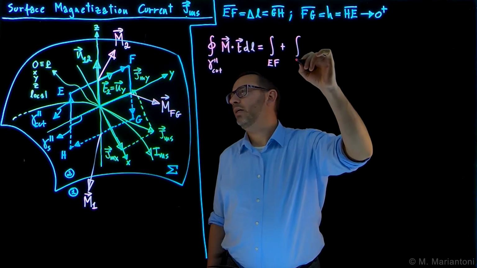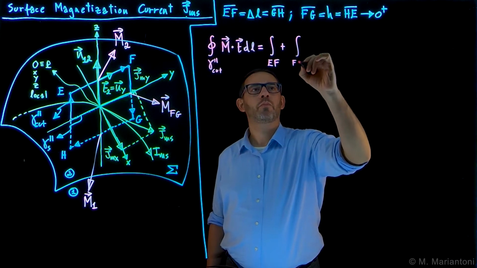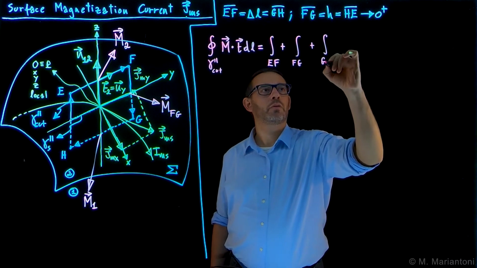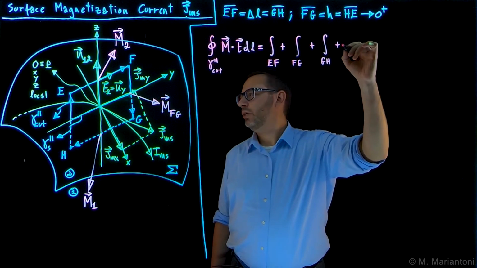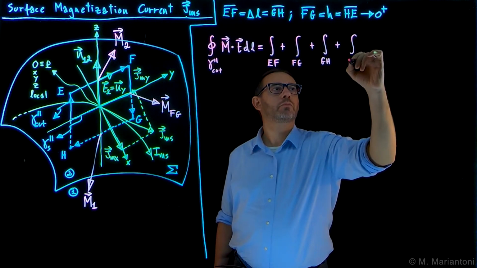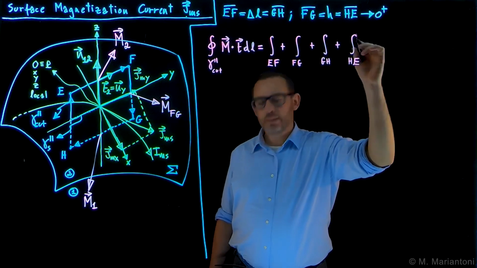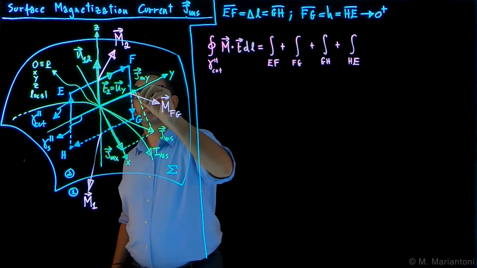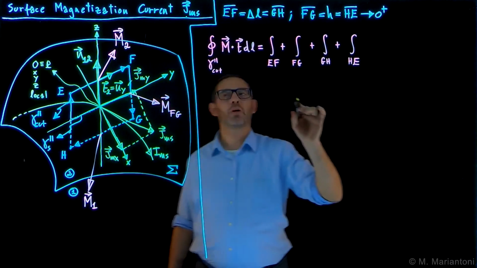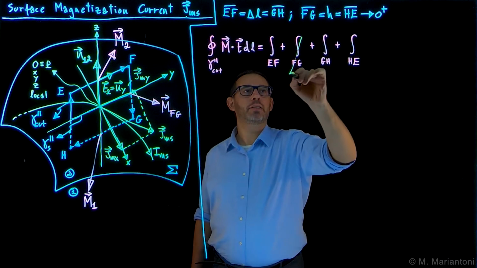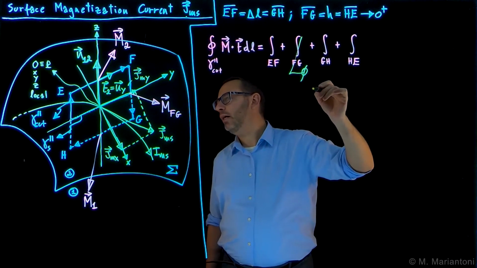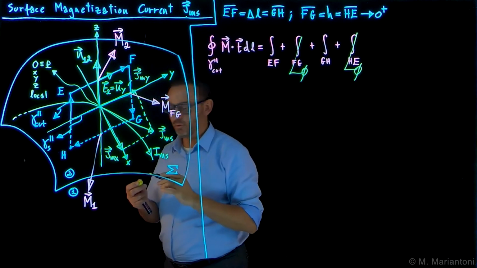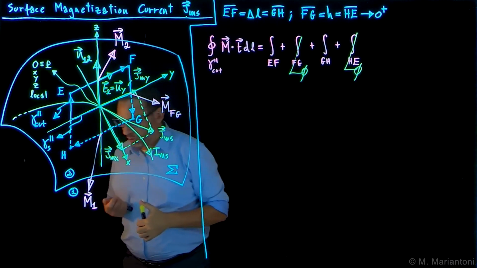So plus, here we do FG, plus GH, plus HE. Now, in this limit for H equals to 0, whatever happens on these two lateral surfaces is negligible. So FG is negligible, and similarly HE is negligible. So we disregard them, as always, we've done this all the time in all these courses.